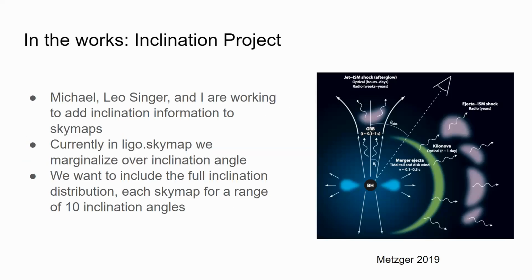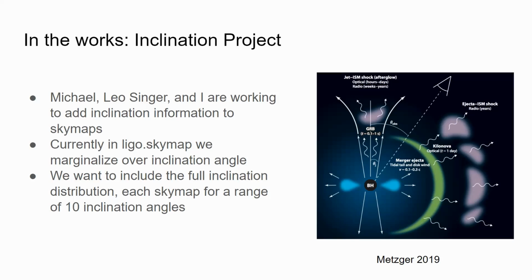And one other fun thing that's in the works is Michael Leo Singer, who's at NASA Goddard, and I are working to add some inclination information to these sky maps. And so if you remember back to what I mentioned about the inclination angle, you see this is the inclination angle there, the theta right there. It's the angle away from essentially the jet or the polar region that we're looking at. And this impacts the brightness of the light curves and then therefore the sky maps. And so currently in ligo.skymap, they just marginalize over the inclination angle and kind of just pick one inclination angle and make one sky map.